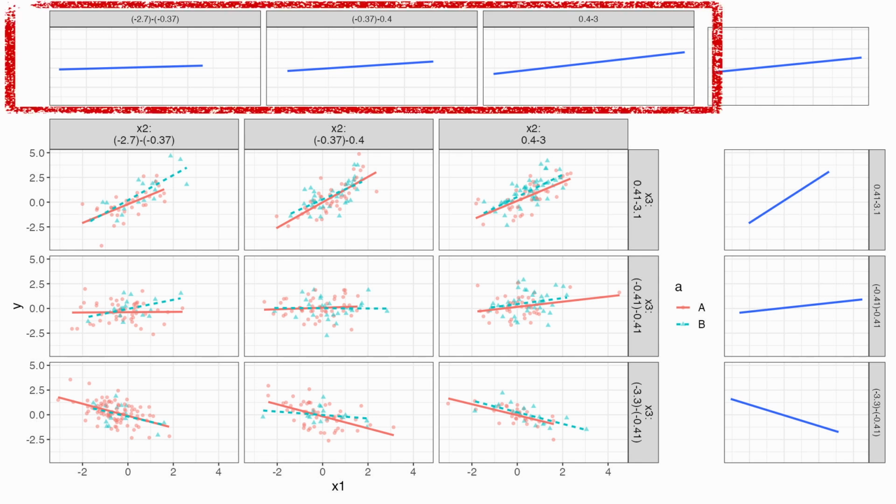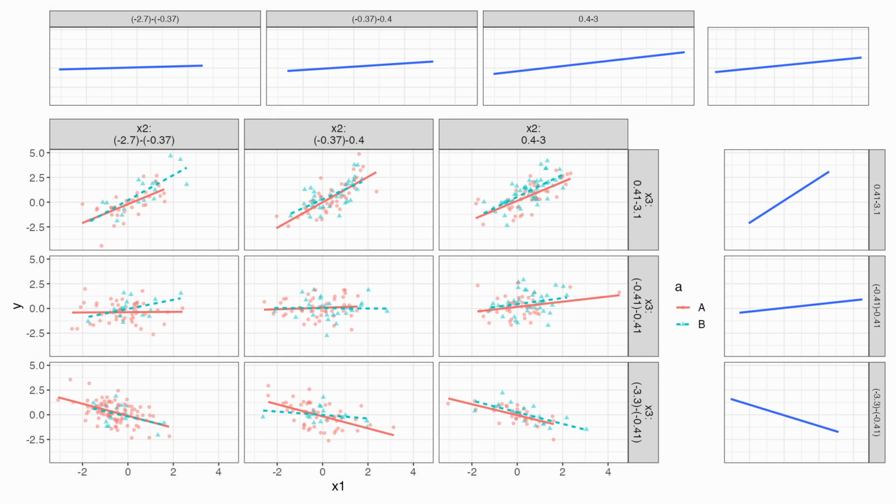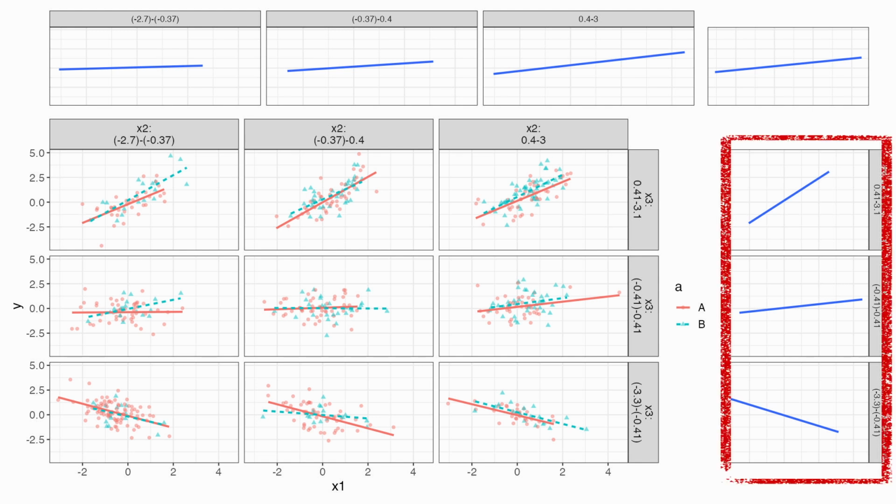And if you look at this plot, notice that the slopes are roughly parallel. They're not perfectly parallel, but they're pretty parallel. So that tells you x1 is probably not interacting with x2. On the other hand, if you look at the right plot, those slopes are definitely not parallel.